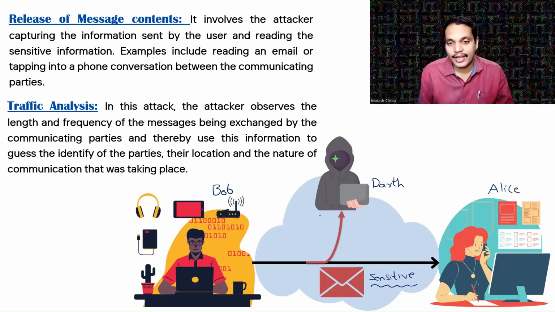The main point to observe here is that though Darth is doing all this traffic analysis, and collecting huge amounts of information, he is not changing anything. He is not doing any modifications. He is not altering anything. He is not stopping anything. So both Bob and Alice will be unaware of the presence of Darth. They don't know that Darth is here, but Darth keeps on gathering information. That is called traffic analysis.